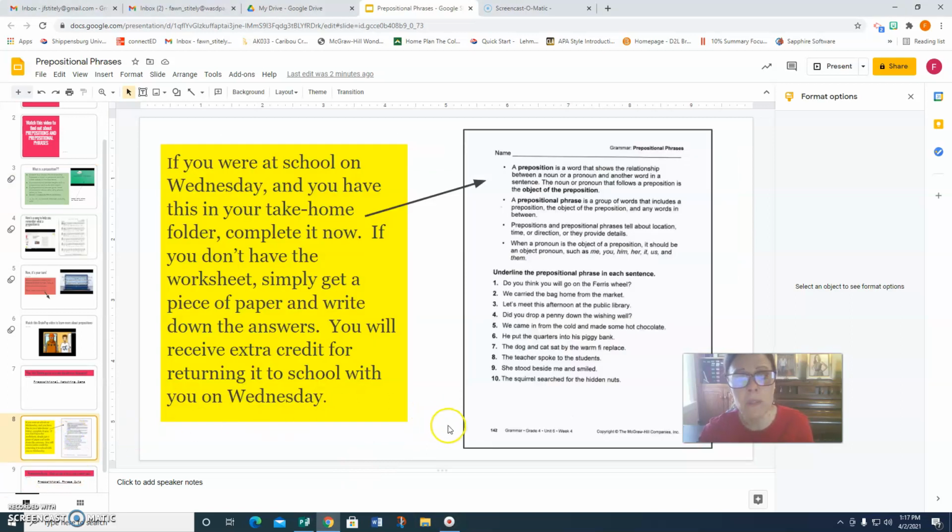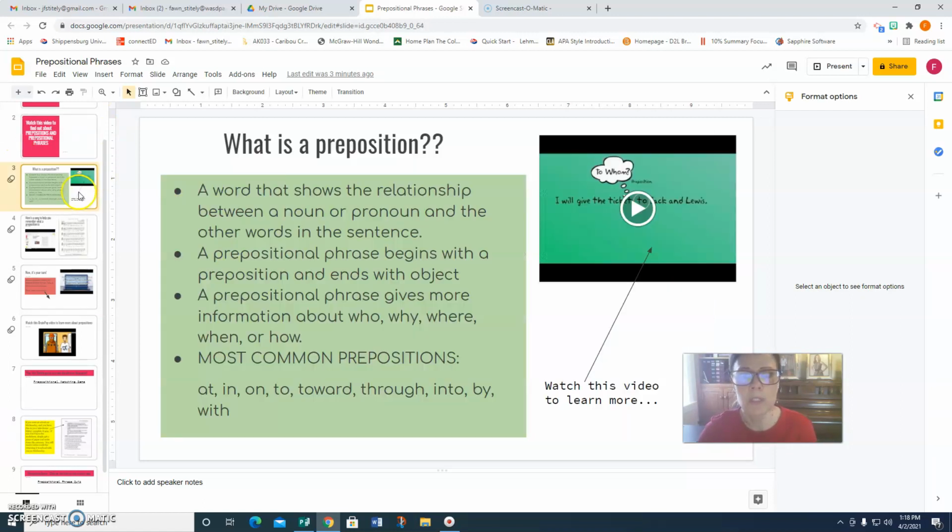For example, on this worksheet that you're going to be completing today, you're going to be reading some sentences. For example, do you think you will go on the Ferris wheel? Well, we know that on is a preposition. Would the sentence be okay without the word on and the words after it? Do you think you will go? Well, yes, it would be a complete sentence. But on the Ferris wheel gives us more information about, well, where you're going to actually go. And it helps us just know more about a sentence.